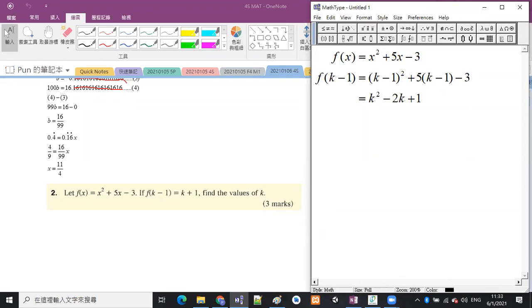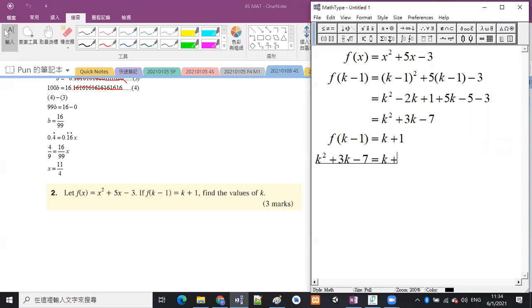k squared minus 2k plus 1 plus 5k minus 5 minus 3. Okay, and then calculate the like terms. So k squared plus 3k and then minus 7. Okay, we have calculated f(k minus 1) ourselves. But what does the question say? If f(k minus 1) is equal to k plus 1, so we are going to change the left-hand side, the f(k minus 1), to be our result. That is k squared plus 3k minus 7 is equal to k plus 1.